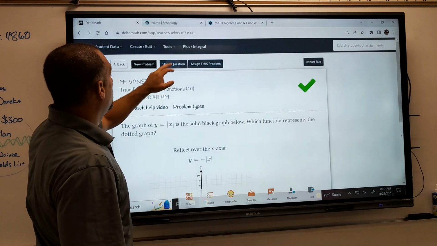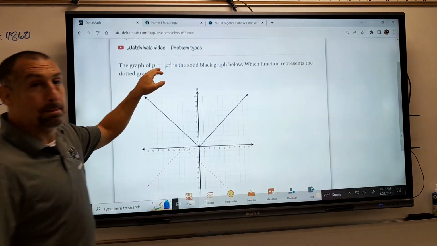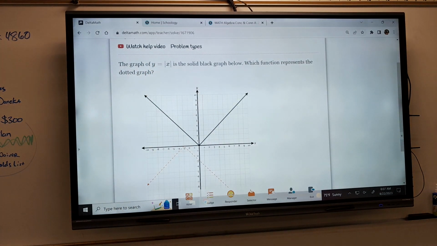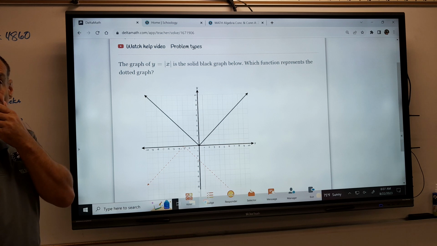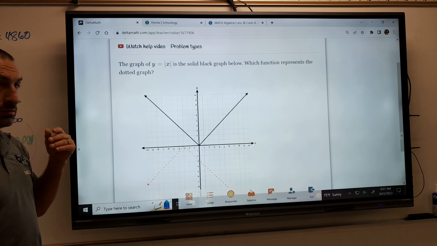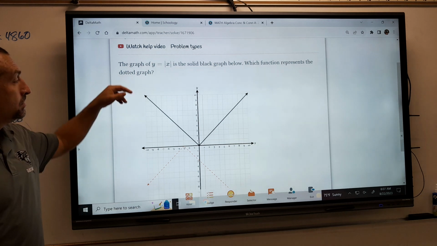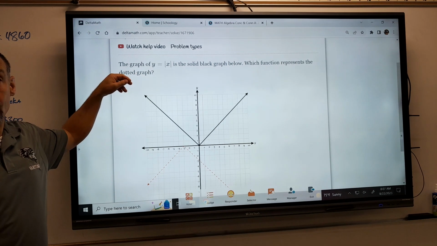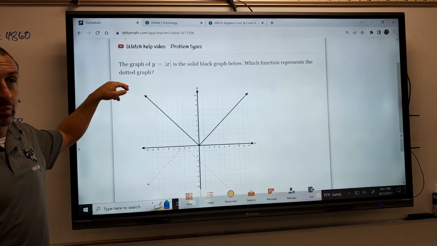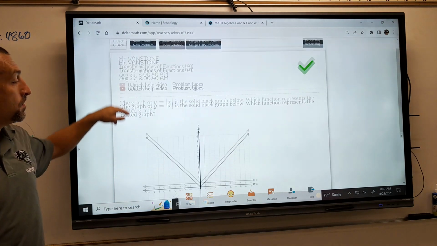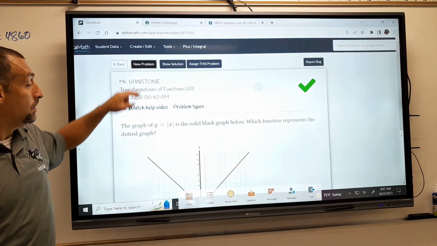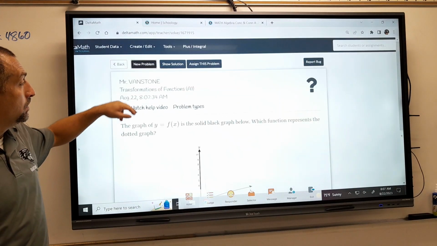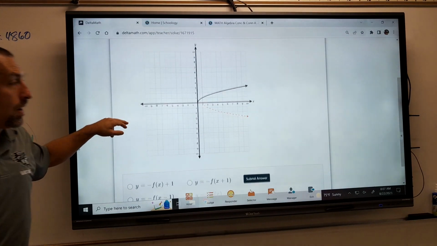Guys, y'all understand that you're looking at the black solid graph, and the new one is the dotted one, and you're trying to figure out, what did we do to the black graph to make it the red graph? Does that make sense to y'all? How did we go from that graph to the other one? We had to move it, and you've got to figure out how we moved it. Does that make any sense? Eli, does that make sense?